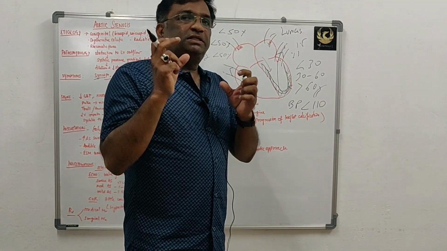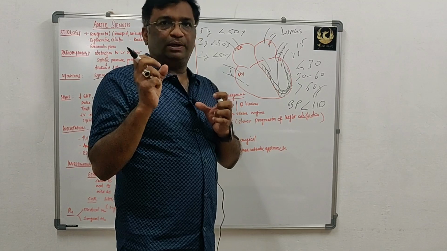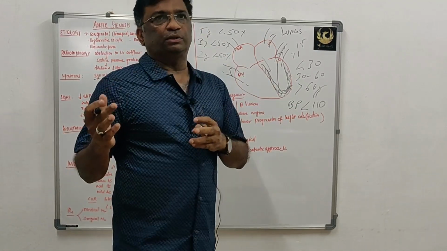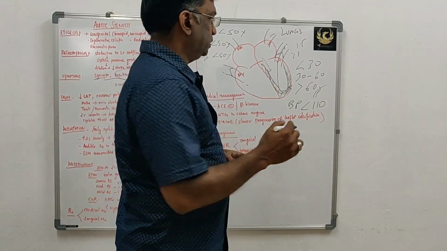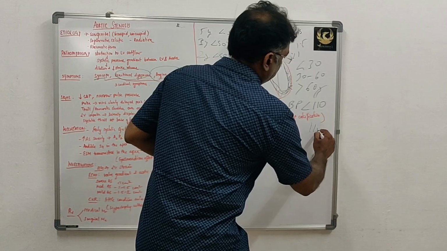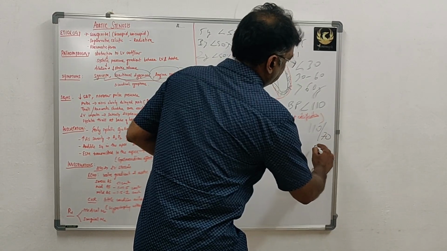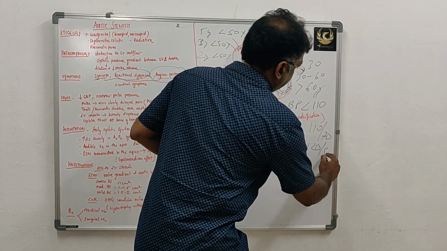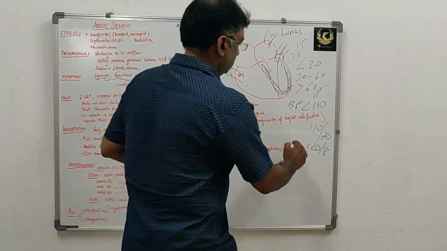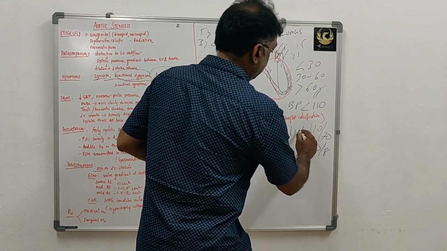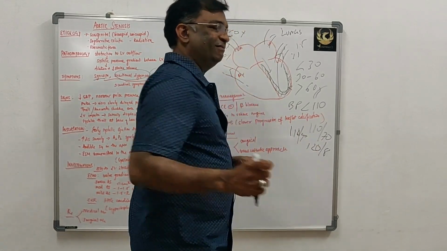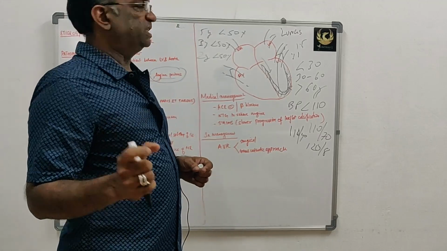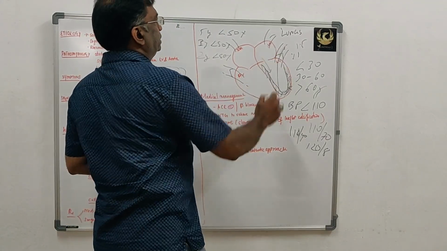Secondly, the pulse pressure will be narrow, unlike in aortic regurgitation, where you have wide pulse pressure. Normally, you have a BP of about 120 over 70, 120 over 80. Here in aortic stenosis, it will be like 110 over 90. You will have a narrow pulse pressure. That is because of the aortic stenosis.